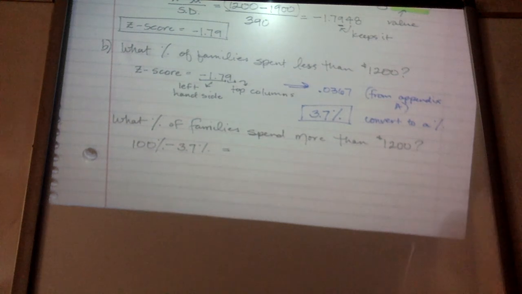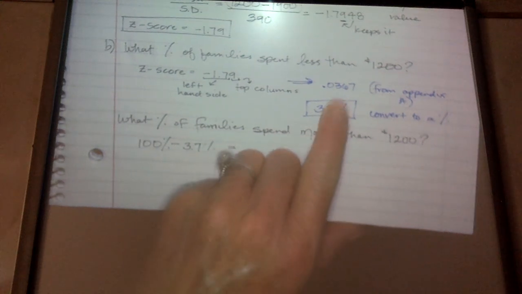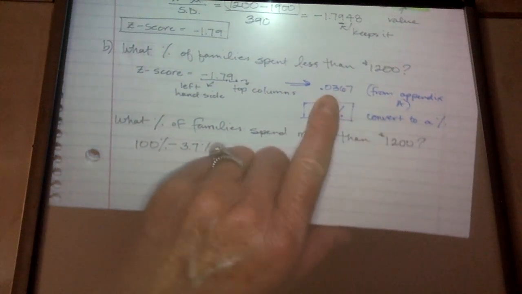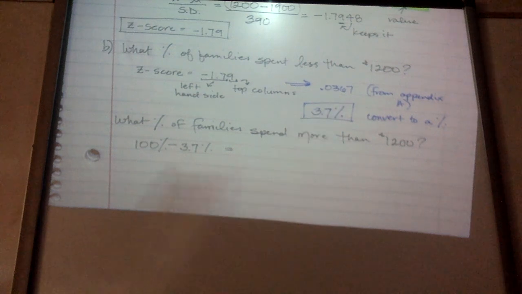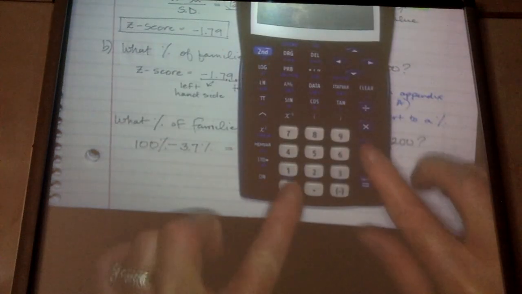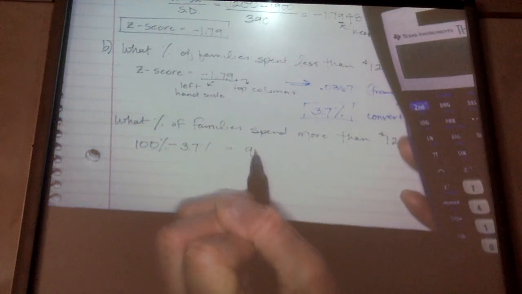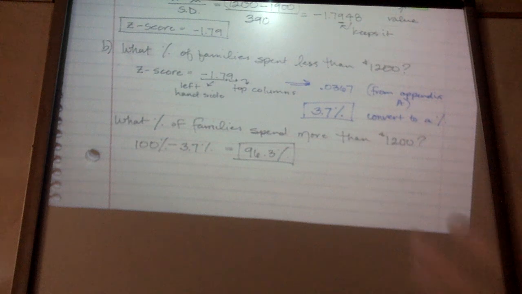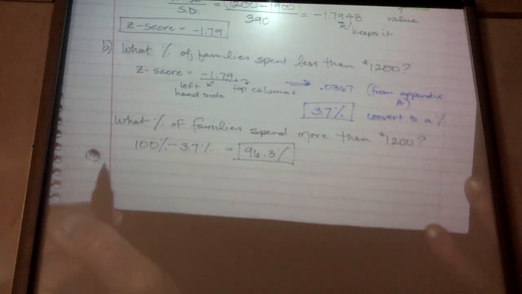So if I'm looking for less than a certain value, it's the percent or the value I get from the table. If I'm looking at percent of families who spent more than that, I take that number from my table and I subtract it from 100, right? Because that should be the greatest percent we can get. So if I do that, 100 minus 3.7 tells us that 96.3% of people spent more than that. Okay?